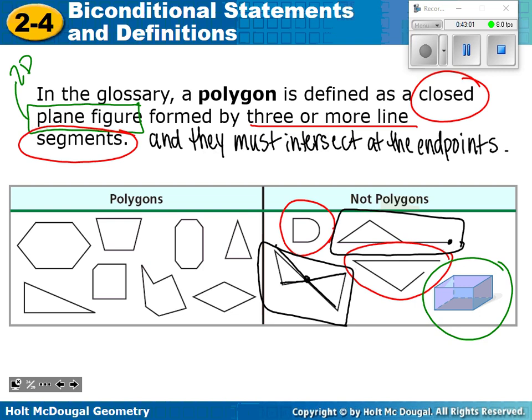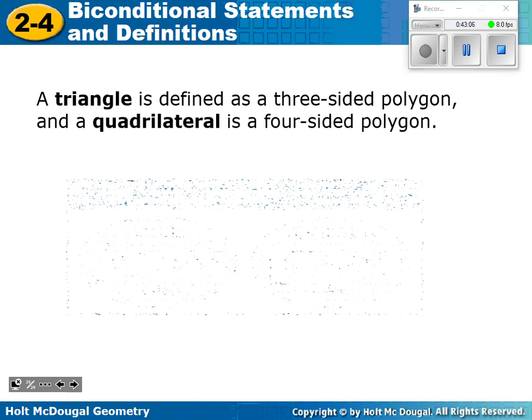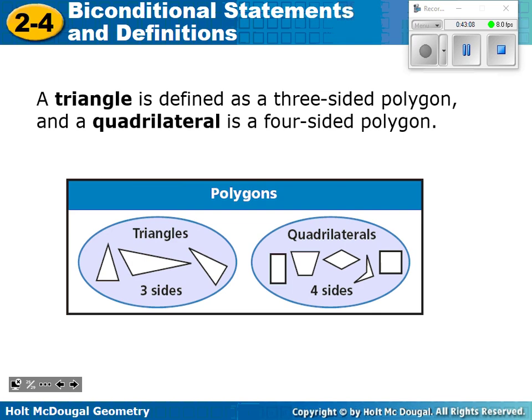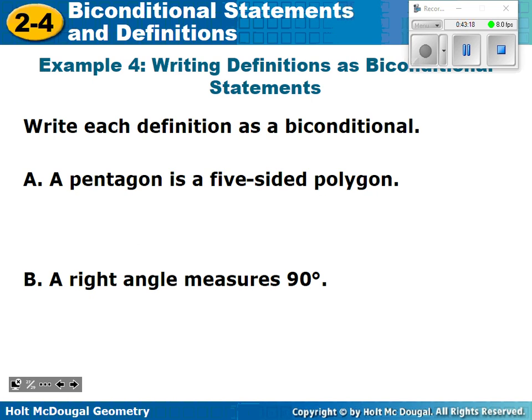Any questions about polygon? All right, and again, I would hope that you came to this class knowing that a triangle has 3 sides and a quadrilateral has 4 sides, right? All right, any questions? Okay, then I'm not going to worry about the last examples. We've already talked enough about biconditional. I think you're probably good.